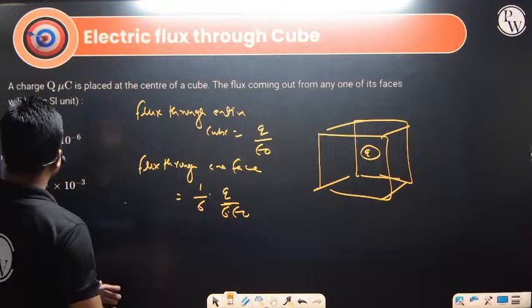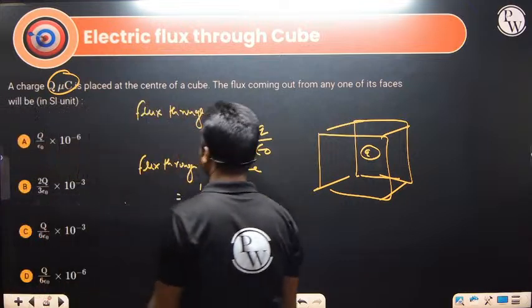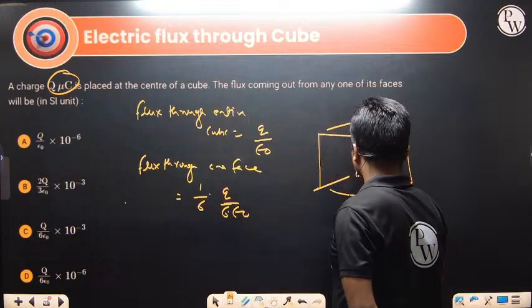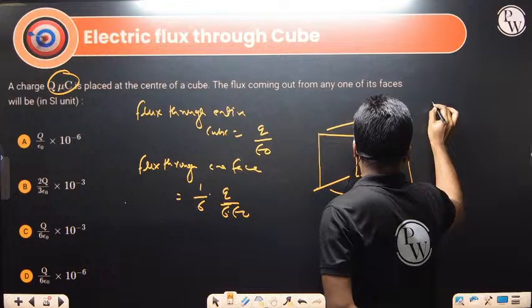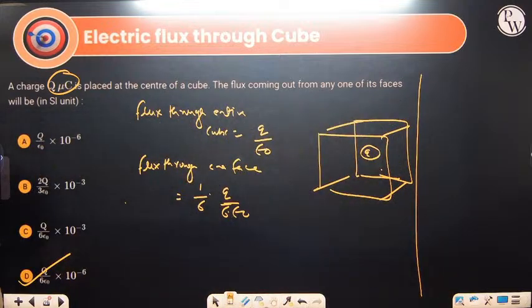Okay, fine. So if Q microcoulomb is placed, in this particular case it is Q by 6 epsilon naught. Next we have the flux coming out from any one of these faces in SI unit. In the second case, this particular answer will be Q by 6 epsilon naught into 10 to the power minus 6.